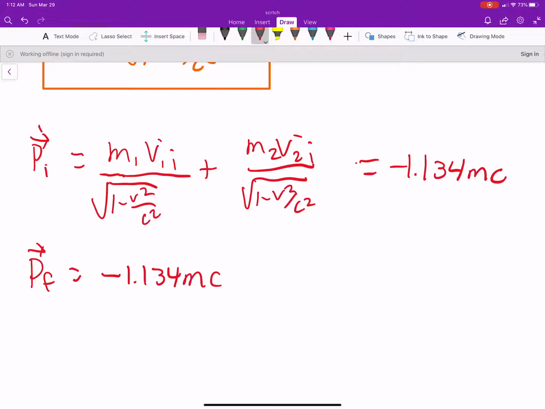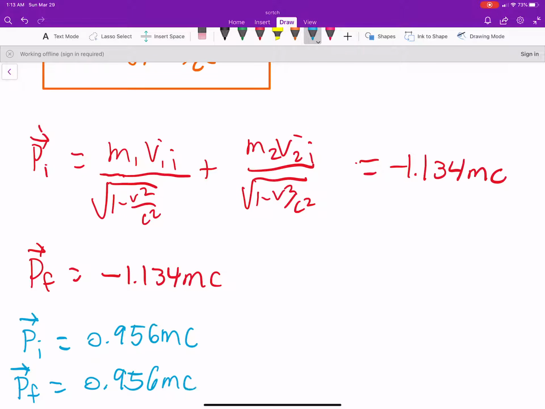That's good. But the real big thing here is the moving reference frame. Again, I'm not going to plug them in, but it's the same idea. You'll get 0.956 mc, the same before and after. So momentum is conserved. That's key.